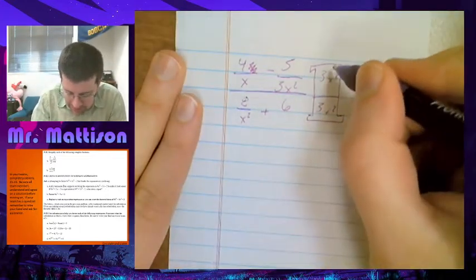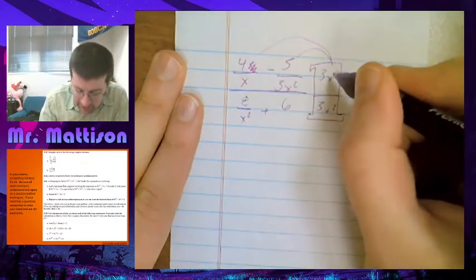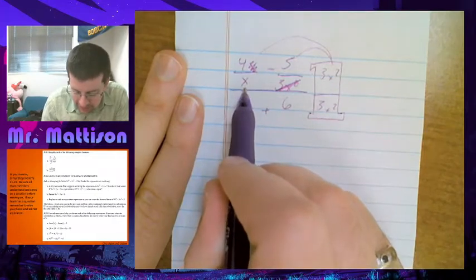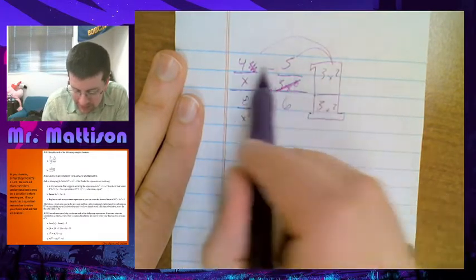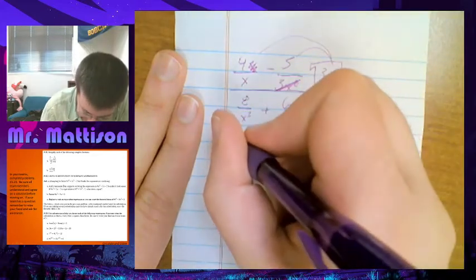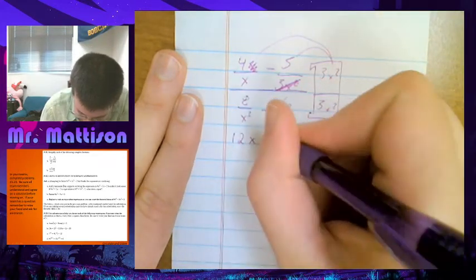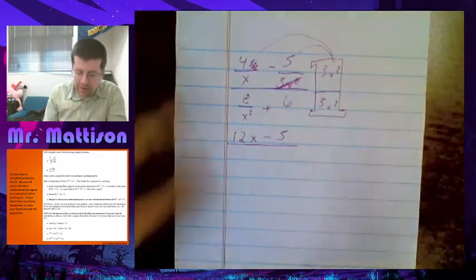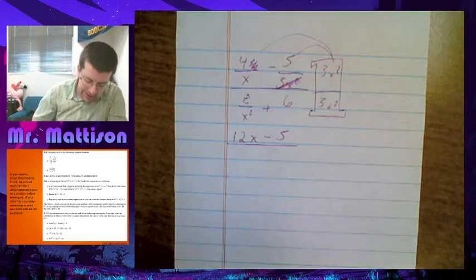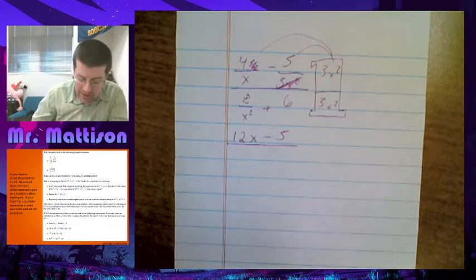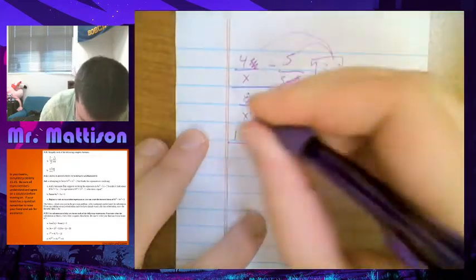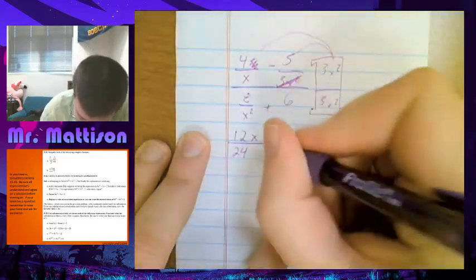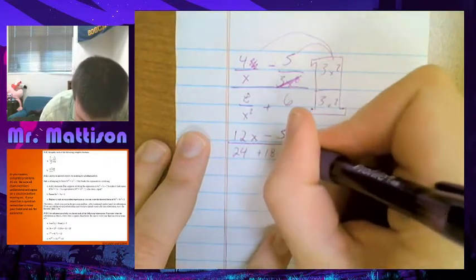So this times both of these will cancel out with that. That's pretty easy. Over here, it'll cancel out one of the x's, so then I'll have 3x times 4, which is going to be 12x. So that's now 12x minus 5 as my new top. And here on the bottom, the 3x times the 8 over x squared, the x squareds are going to cancel out. So I just have 8 times 3, which is 24. And then this times 6 has nothing to cancel, so it's just going to be plus 18x squared.